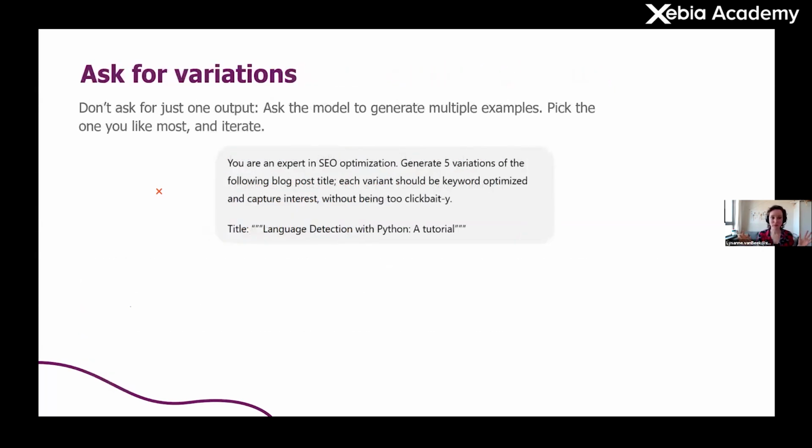A way to get more of your output is to not just ask for one bit of output, ask for variations. So this I do a lot as well. So for example, saying, hey, you are an expert in SEO optimization. Hey, doing a little bit of role prompting here. Generate 5 variations of the following blog post title. Nice. Then you already get 5 results. You can, of course, ask another one, another one, another one. But it also already gives you some things to work with. Maybe you can kind of mix and match, brainstorm further on top of it.